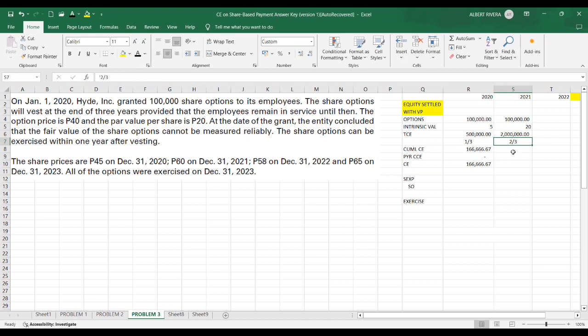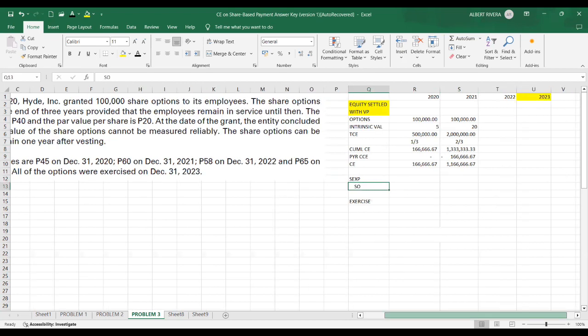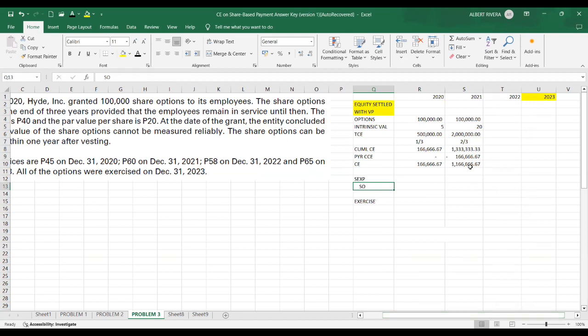Okay? Years. So this is now your cumulative compensation expense equivalent to 1,333,333 minus the prior year's cumulative compensation expense of 166,667. Your compensation expense for 2021 is 1,166,667. And the entry would be debit salaries expense and credit share options equivalent to 1,166,667.